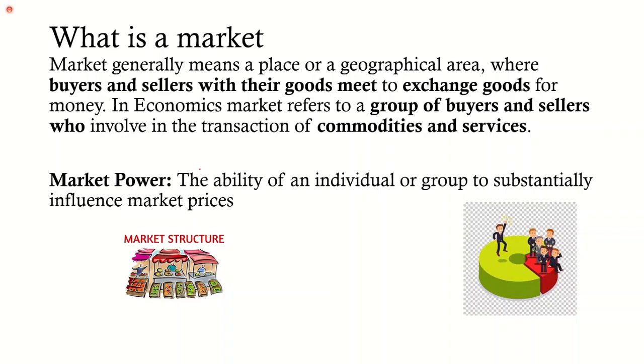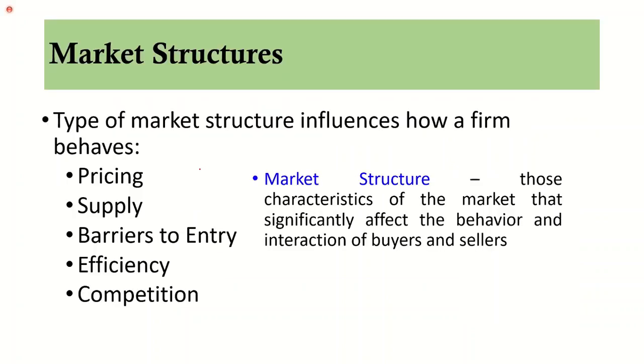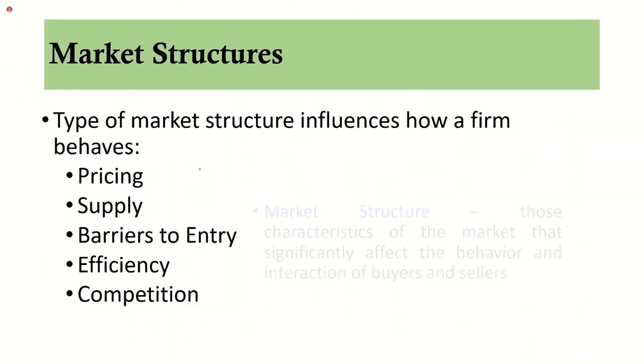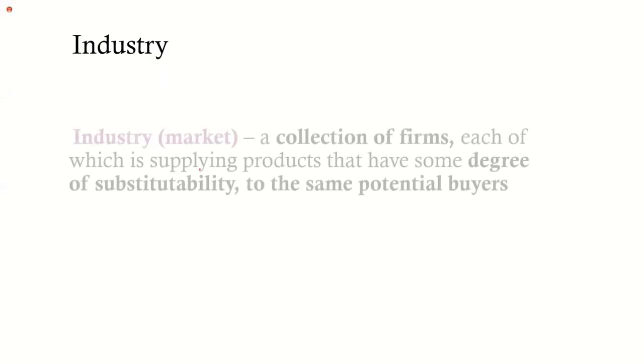Now, depending on the structure of the market, market power will also vary. Market power is the ability of an individual or a group to substantially influence market price. Not sure if you've done agricultural marketing. There you would have discussed different types of markets, pricing strategies like cost plus pricing, marginal cost pricing, and so on. That's why we discuss the cost theory before we discuss market structure. So given that theory, we will talk about different types of market structures.